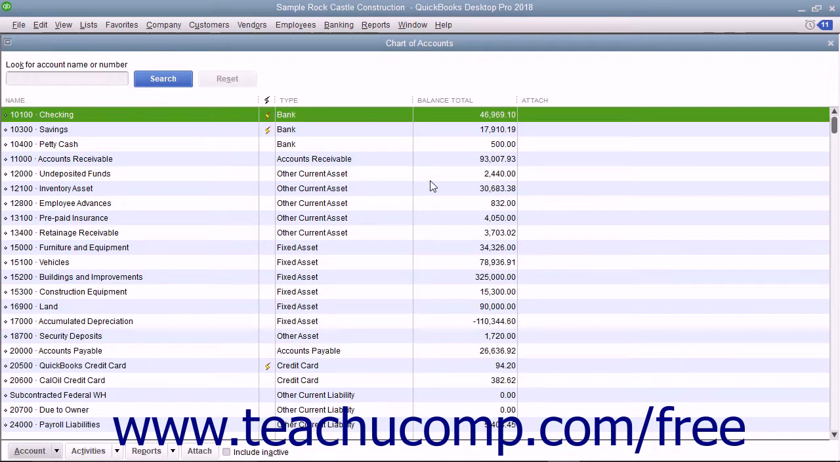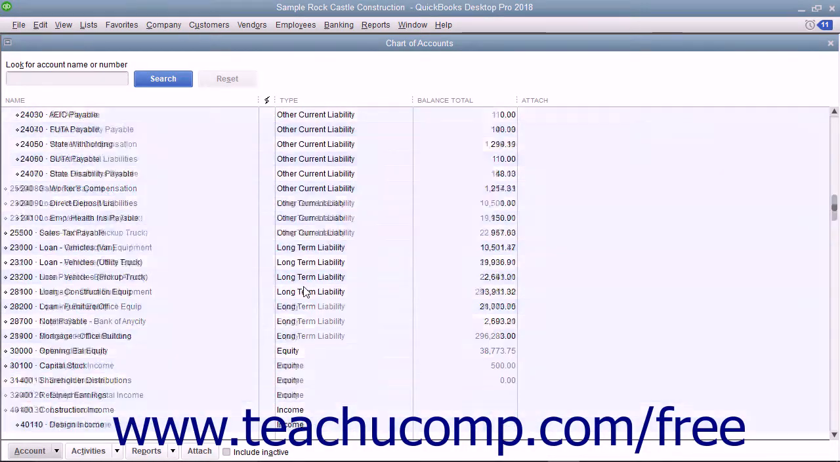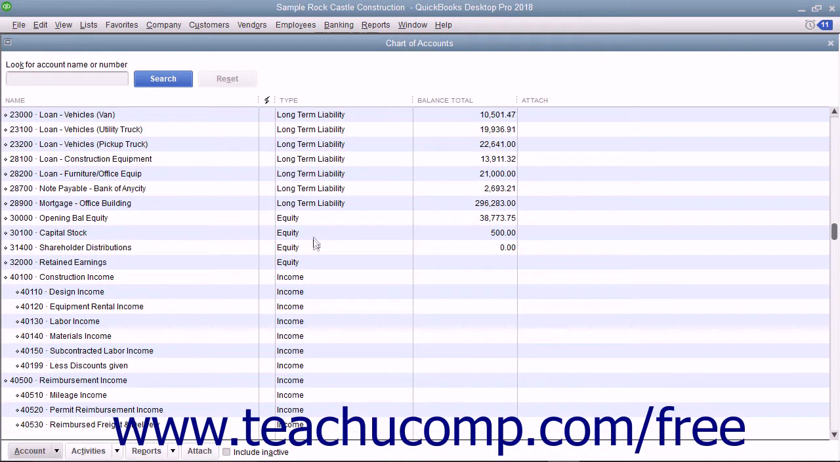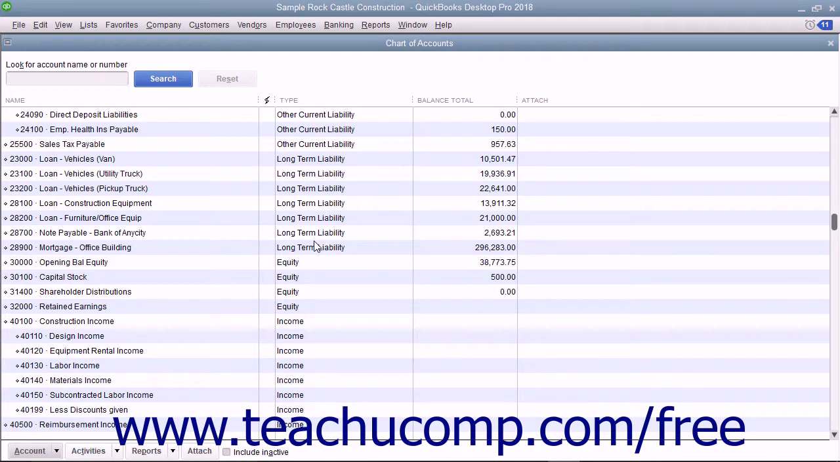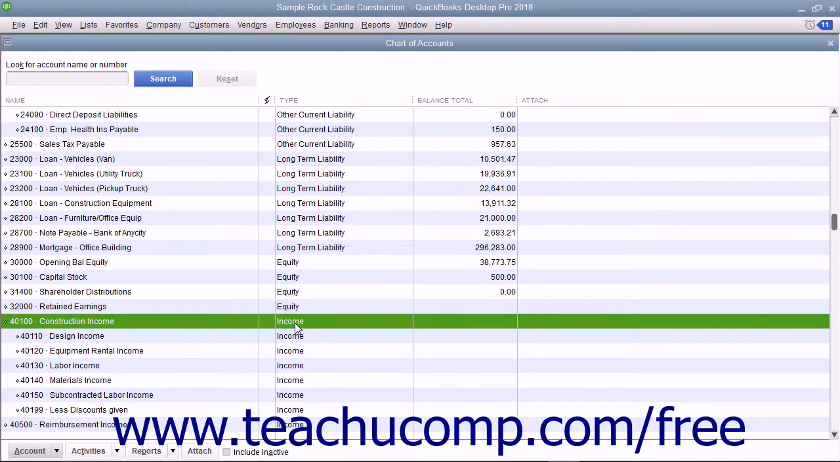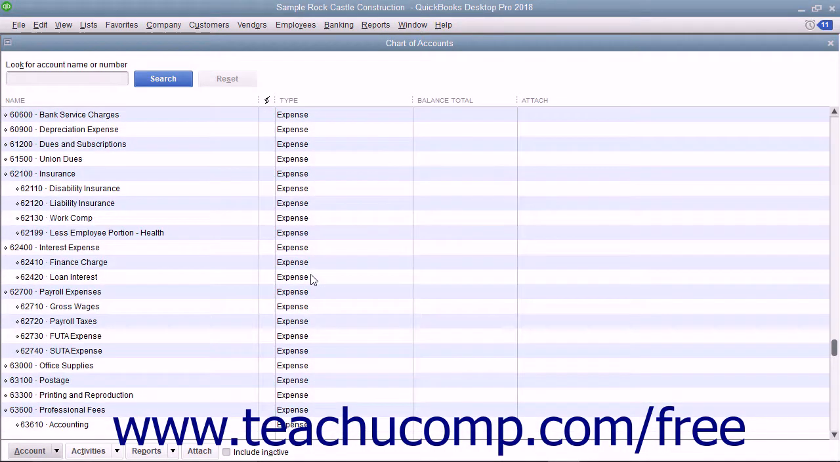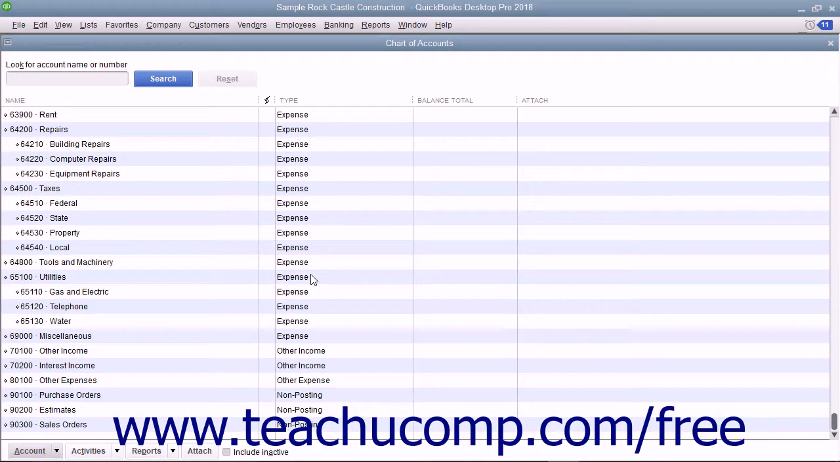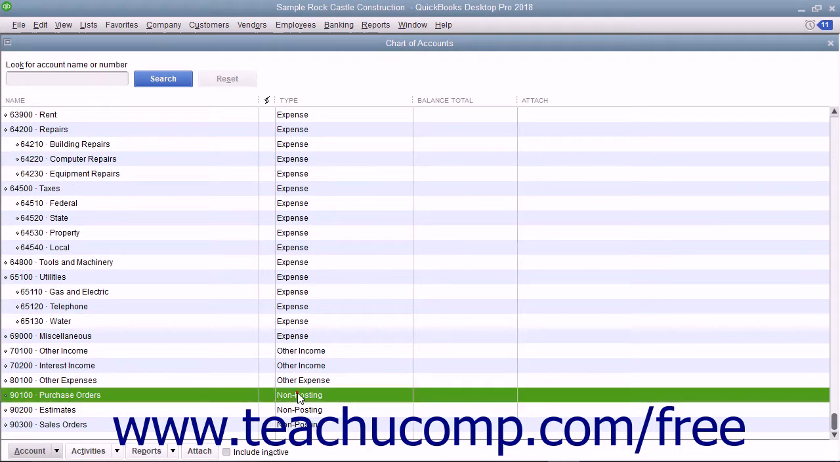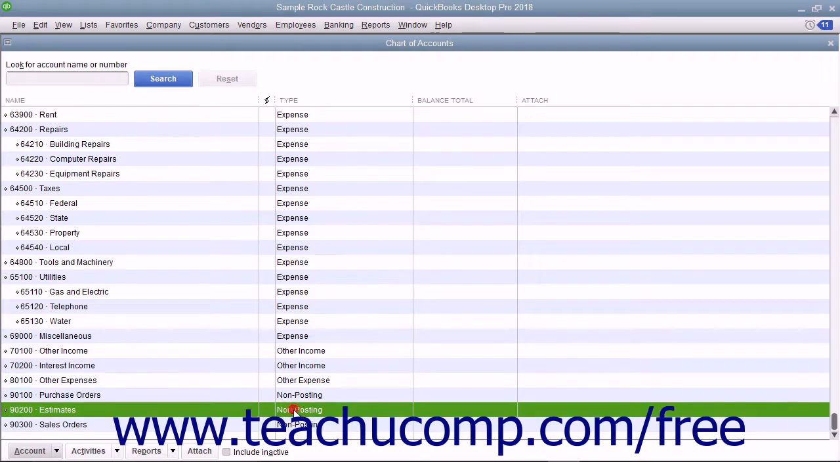You will now examine the general account types found within the chart of accounts and how they are organized. The chart of accounts has a default sorting method. Assets are listed at the top, followed by liabilities, then equity. These accounts are shown within the balance sheet report for your company. Following these accounts, within the chart of accounts window are the income accounts, followed by the expense accounts. These accounts appear within the profit and loss report. At the bottom of the chart of accounts are accounts for non-posting transactions like purchase orders and estimates.